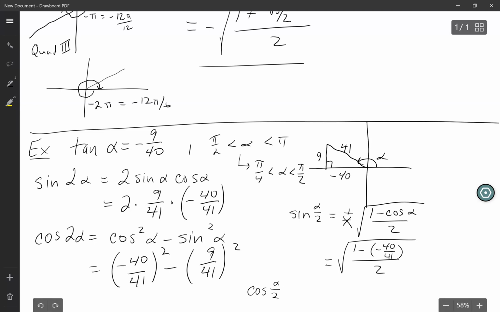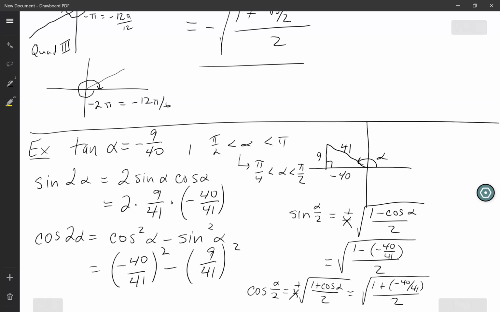Finally, if we wanted to do cosine of alpha over 2, same idea. We just have a plus sign in the middle. So we have plus or minus square root of 1 plus cosine of alpha over 2. Again, I need to know what quadrant alpha over 2 is in, but we already said it was in quadrant 1. Cosine is positive in quadrant 1, so we get rid of the negative. And like I've said about 4 times now, we've already evaluated what cosine of alpha is. So we plug it in and we're done.